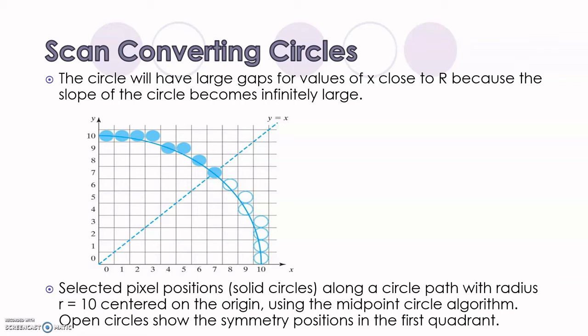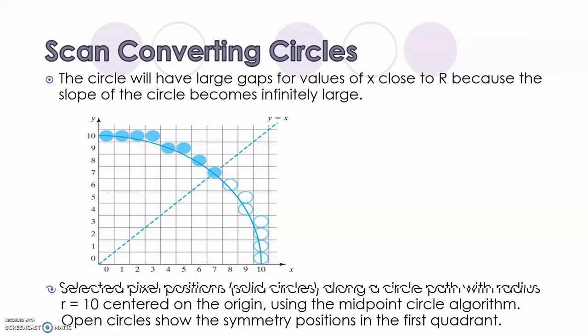The solid circles, that is the filled circles in dark blue shade, are along a circle path with a radius r equal to 10 centered on the origin using the midpoint circle algorithm. Open circles show the symmetry positions in the first quadrant. What are the symmetry positions in the first quadrant? This is how, starting from 10, 0 in the x direction to 0, 10 in the y direction.